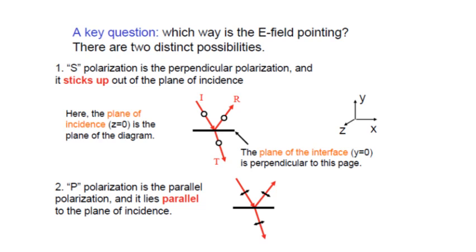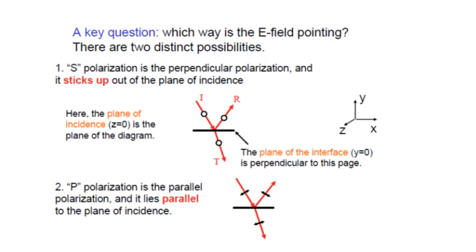A very interesting question: which way is the E field pointing? This is a very important question for the E field. The E field has two possibilities. One is called S polarization, which is perpendicular polarization, and it sticks out of the plane of incidence. That is called S polarization.